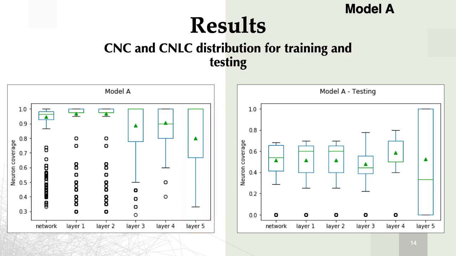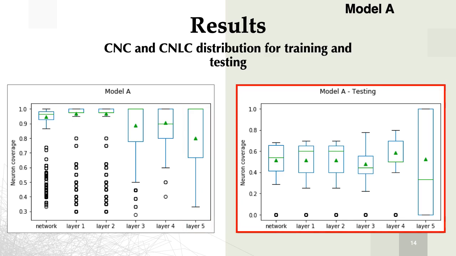Now, going to the testing results, we can observe that there is a reduction in the cumulative coverage at the layer and network level. More concretely, the reduction was 45% on the average CNC and 42% on the average CNLC. Finally, during testing, 42% of the episodes succeeded in climbing the mountain. There is a success rate of 42%.